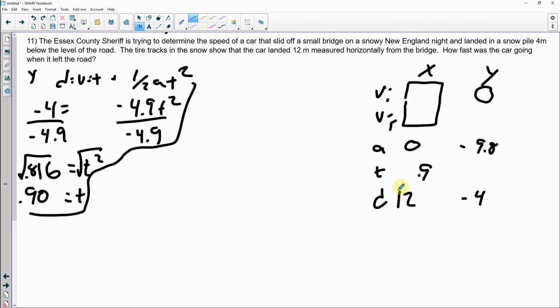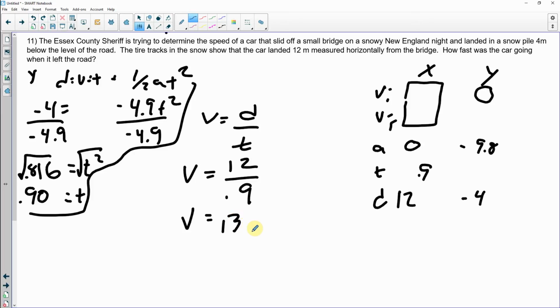Now I can go ahead and plug this back into what I used for the x. So v equals d over t. V is what we're looking for. D is 12. T is 0.9. So 12 divided by 0.9 should be 13 1/3 meters per second. So that equates out to a little over 30 miles an hour. But there you go. Hope that helped. Next.